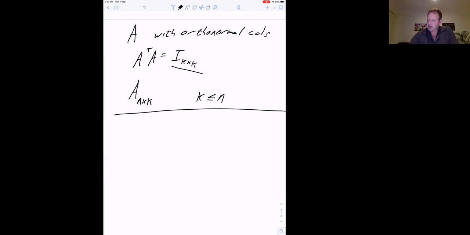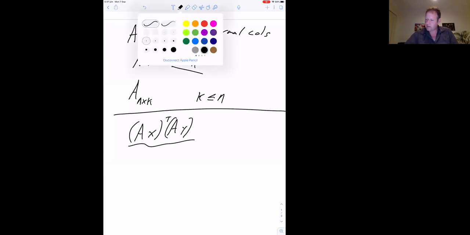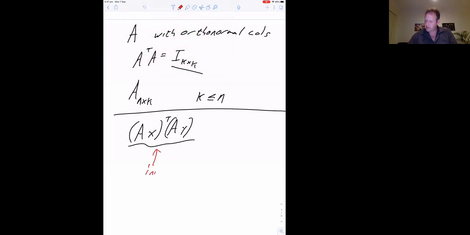All right. So if we want to look at now, the key is to look at AX transposed AY. This is a key. Let me write what this is. This is the inner product of AX and AY, because we're applying A to X and we're applying A to Y.